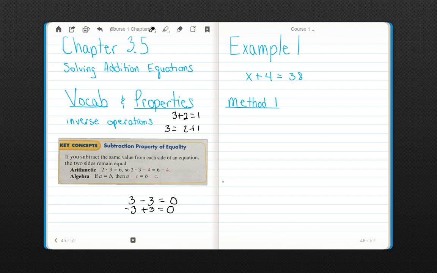Take a moment to write down both the properties and the key concepts. The subtraction property of equality: if you subtract the same value from each side of an equation, the two sides remain equal. Equations need to remain balanced. And I like to remember that by thinking of a little scale.